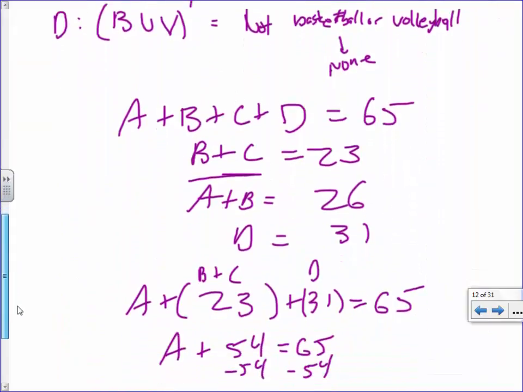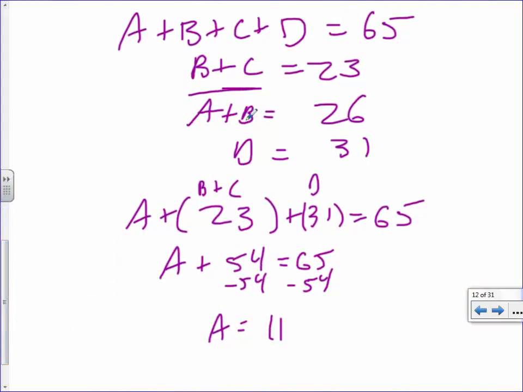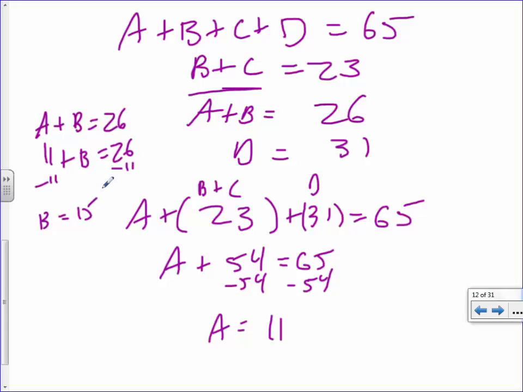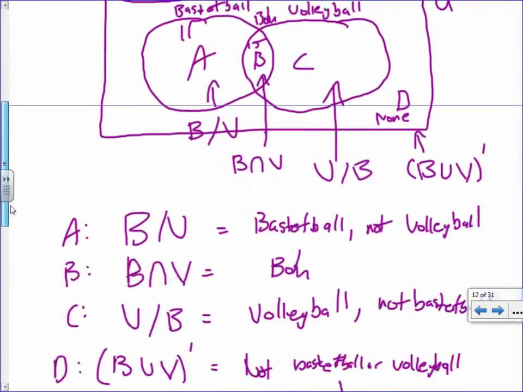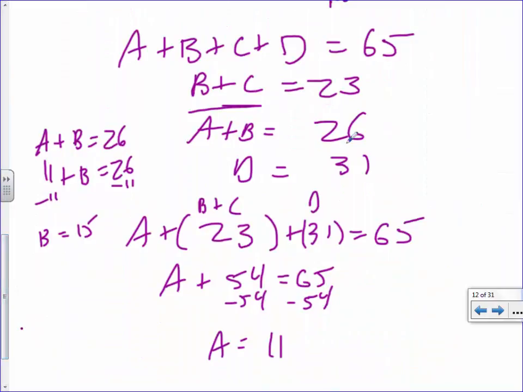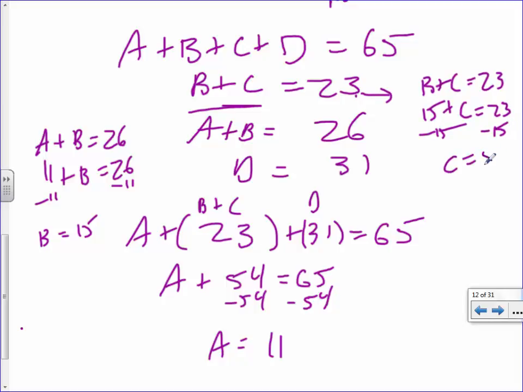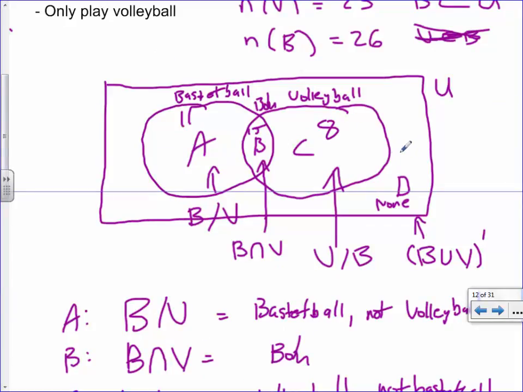Now that I know that A is 11, let's see, what else can I work with? How about this one? A and B is 26. So if A and B is supposed to be 26, but A is 11, subtract 11 from both sides means B should be 15. Then if B is 15, if I use this one here, B plus C was supposed to be 23. So 15 plus C is 23. C would be 8. And this one was 31.